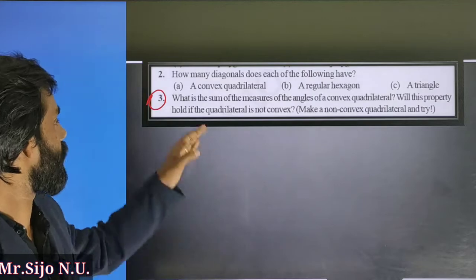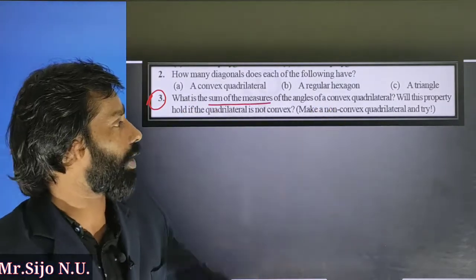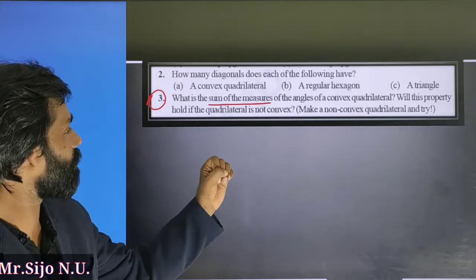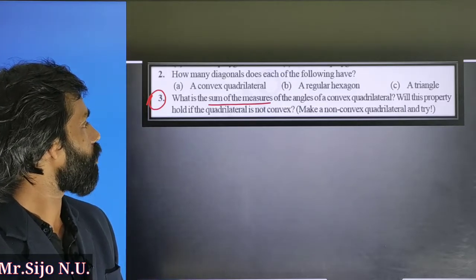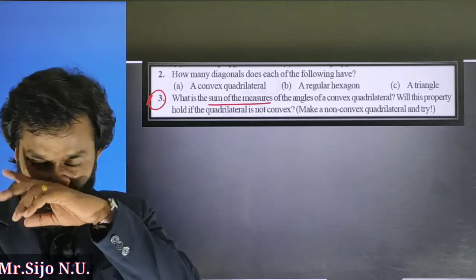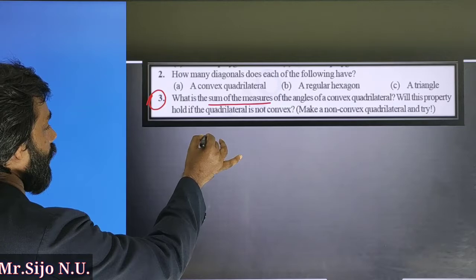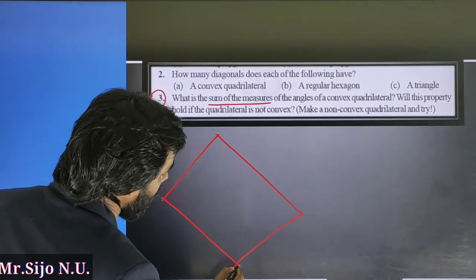Now consider the third question. What is the sum of the measures of the angles of a convex quadrilateral? Does this property hold if the quadrilateral is not convex? So what are they asking? We have to consider a quadrilateral which is convex. Let us draw here a convex quadrilateral. It is a convex quadrilateral.